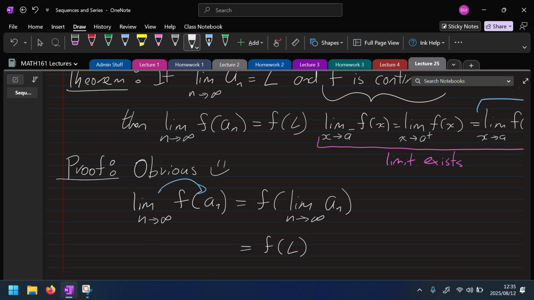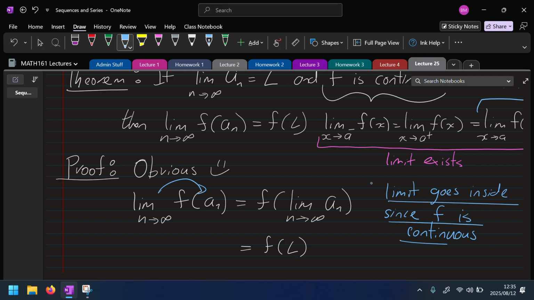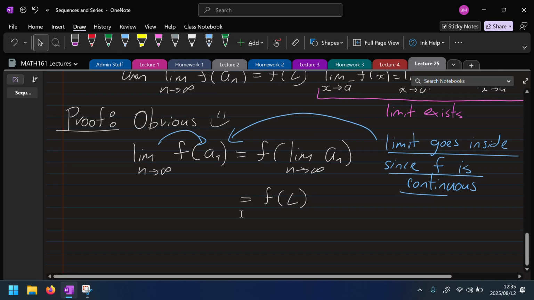So you write one line there just to show that the limit jumps inside because f is continuous. So: limit goes inside since f is continuous. So just one line using the definition of continuity.